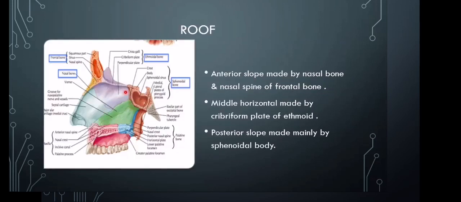As you can appreciate in this figure, we can see the roof of the nasal cavity. Anteriorly, it is made by the nasal bone and the nasal process of the frontal bone. In the middle, it is almost horizontal and made by the cribriform plate of the ethmoidal bone, and posteriorly, mainly by the sphenoidal body.